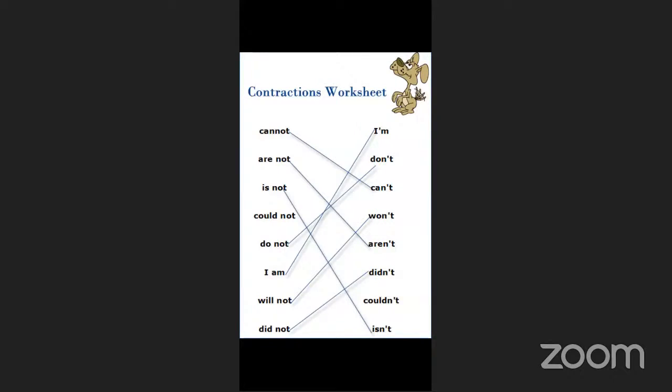Right now, look at the third one. Is not, isn't. The apostrophe is used between N and T. Could not, yes, couldn't. I am, I'm. Will not, won't. Did not, didn't. Right?